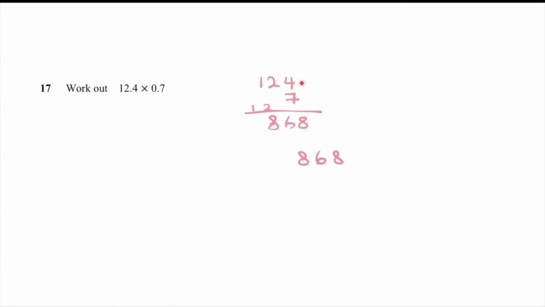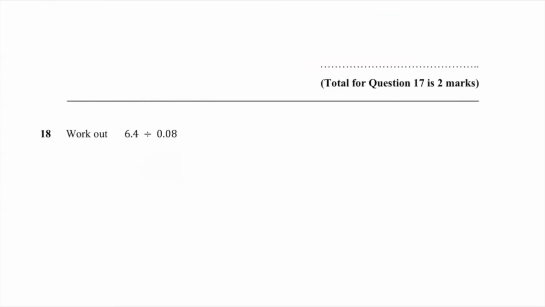124, what I used in my calculation, is actually divided by 10. So I'm going to come in one place to show that divide by 10. But my 0.7 does the same thing, comes in one place where it gets divided by 10. So my final answer is 8.68.